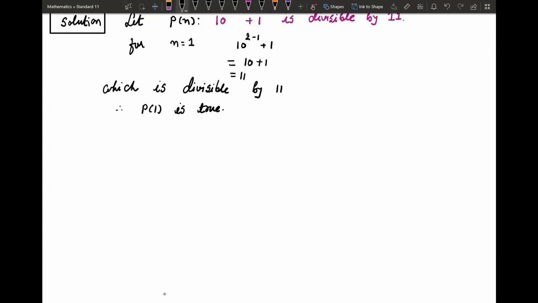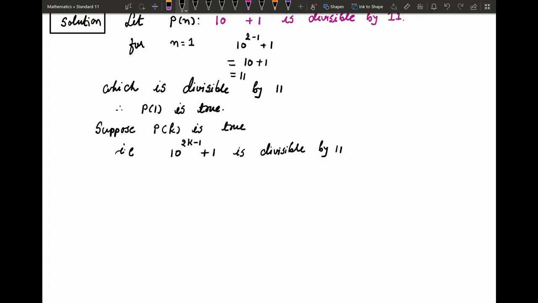Now as usual, suppose the result is true for n equal to k. Suppose P of k is true, that is 10 raised to 2k minus 1 plus 1 is divisible by 11. So what is the interpretation of this thing?